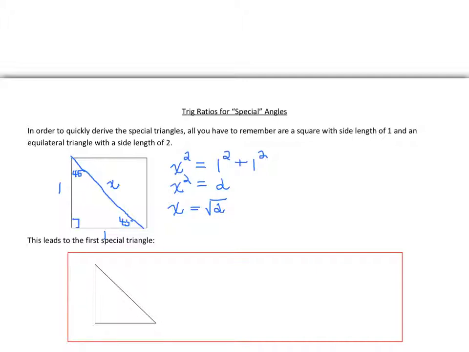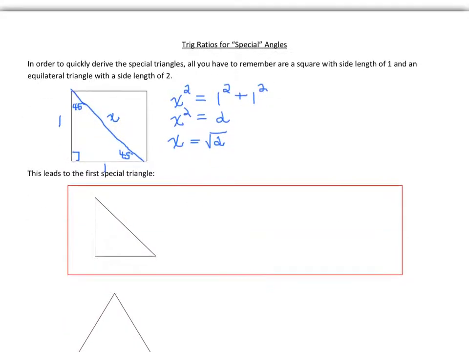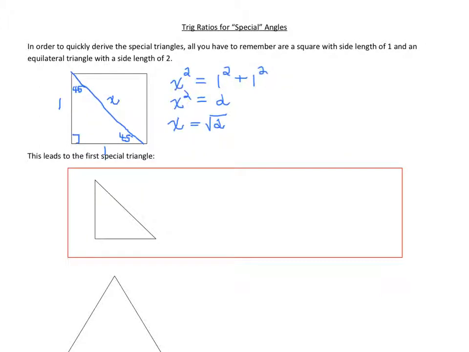And of course I would leave it in exact form because that's the whole point with the special triangles, is we're using them to find the exact trig ratios. So we don't want to convert that to a decimal. So let's summarize that in our first summary box here. So the first special triangle then is the 45, 45, 90 triangle.